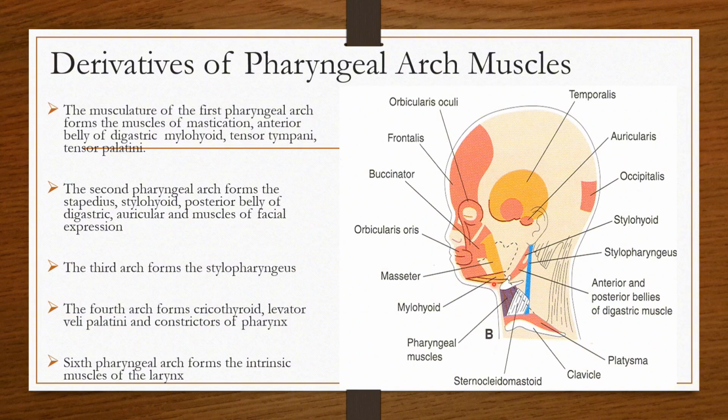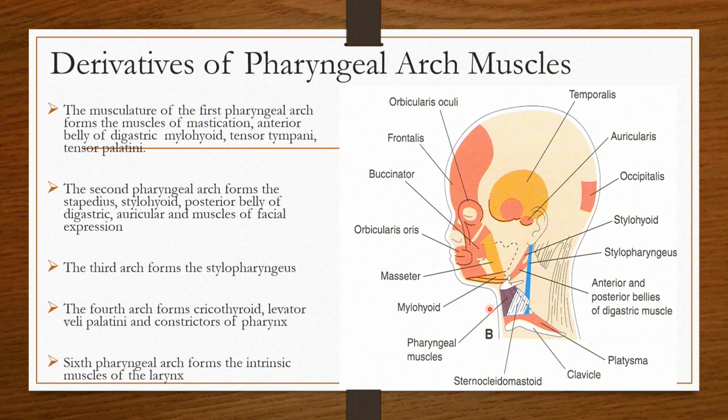Mylohyoid muscle, and then it is forming the tensor tympani and tensor palatini and part of the temporalis muscle. So these are the temporalis muscle, the masseter muscles, the mylohyoid, the anterior belly of the digastric. These are formed by the first pharyngeal arch. The muscles are formed by the first pharyngeal arch.